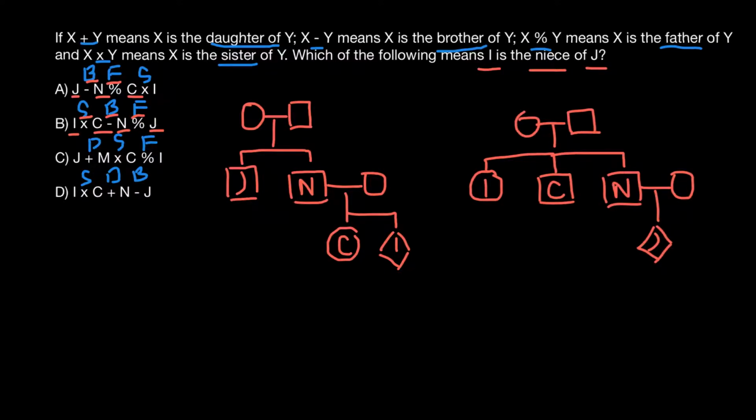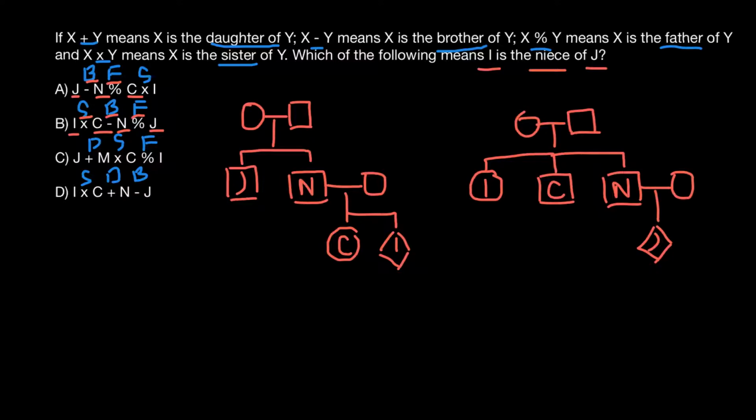So again, which of the following means that I is a niece of J? Of course, I cannot be a niece of J because I would be an aunt of J. So this is also a wrong answer.